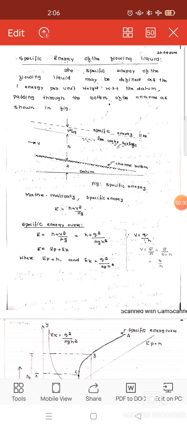Now this video is the continuation of module 3, open channel flow, which is about non-uniform flow. Before going to non-uniform flow, we have to discuss a few important concepts, that is, the specific energy of the flowing liquid. The specific energy of the flowing liquid may be defined as the energy per unit weight with respect to the datum passing through the bottom of the channel, as shown in the figure.